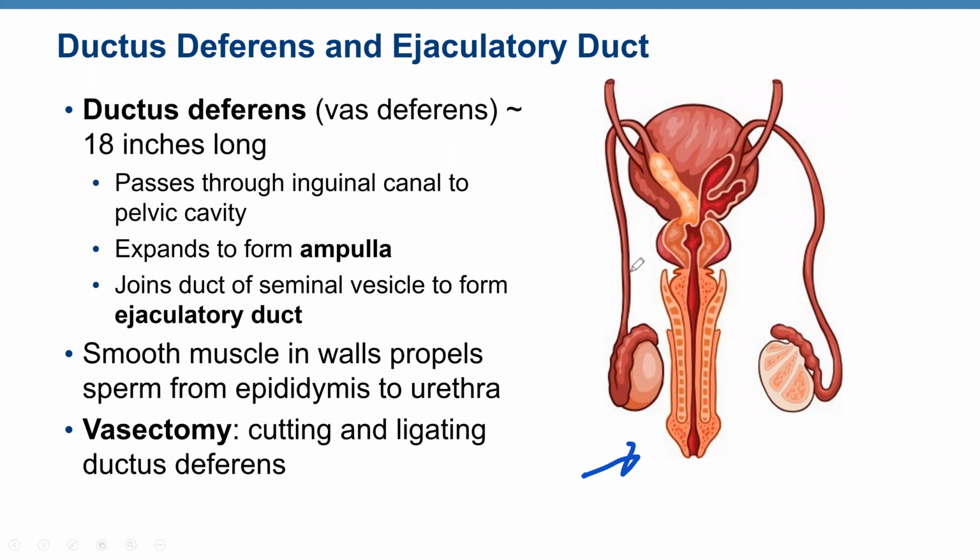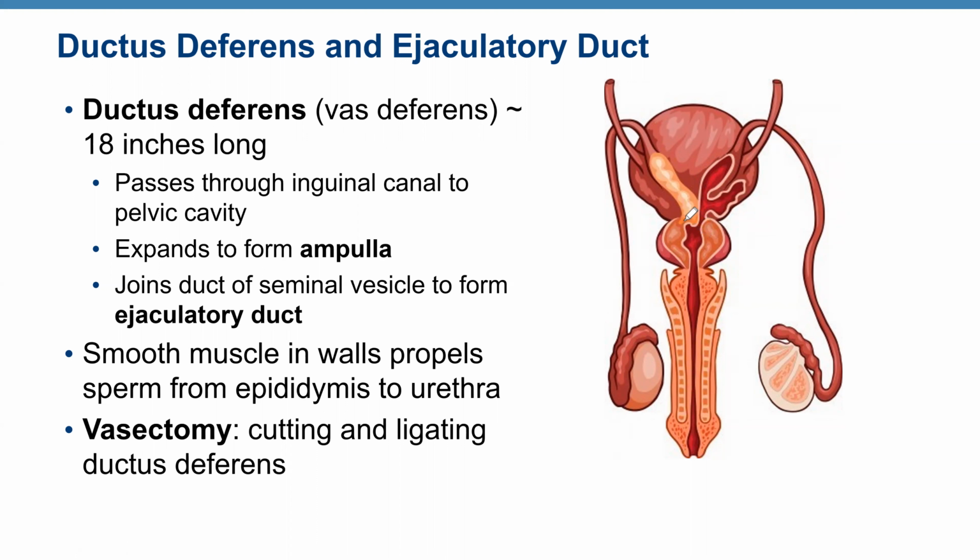So this is a posterior view. This is the urinary bladder. And here's our ductus deferens moving behind the urinary bladder, and it expands, forming the ampulla. It joins the duct of the seminal vesicle. So here's a seminal vesicle. So it joins the duct of the seminal vesicle and forms the ejaculatory duct. Now here's your ejaculatory duct right here in this square that I just drew.